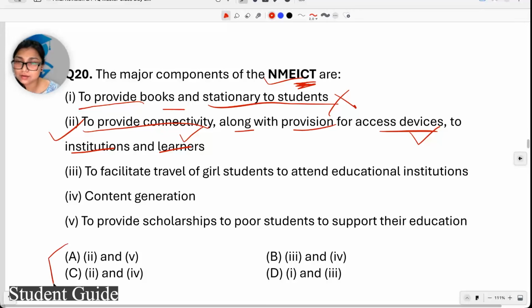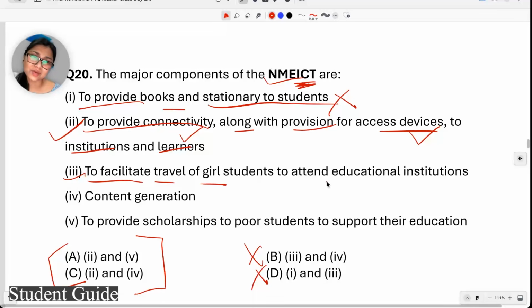But in the options, you can see two options are there. It means you need to go for some more options. As you know, option number 2 is correct, so this will not be your answer. From these two, we need to find it. Now option number 3 is saying to facilitate travel of girl students to attend educational institutions. No, this is also not a correct option. Next is asking content generation. Yes, as it is from the ICT, so 4 is correct.